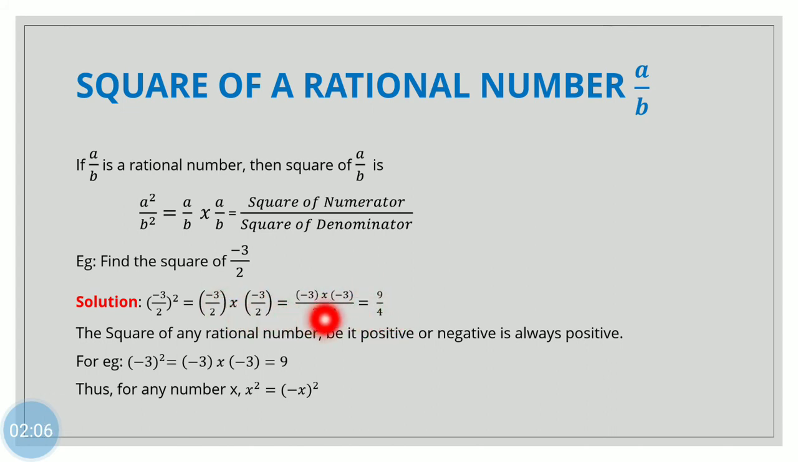The square of any rational number, be it positive or negative, is always positive. For example, minus 3 squared is equal to minus 3 into minus 3, which is equal to 9. Thus, for any number x, x squared is always equal to minus x the whole square.